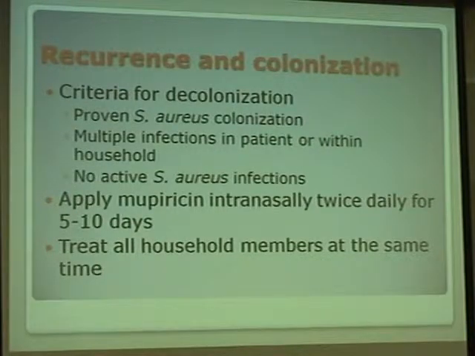You can use mupirocin, which is Bactroban, intranasally twice a day for 5 to 10 days. There are also things in there about doing chlorhexidine baths and stuff to go along with this. If you are treating a household, you want to treat everyone at the same time.